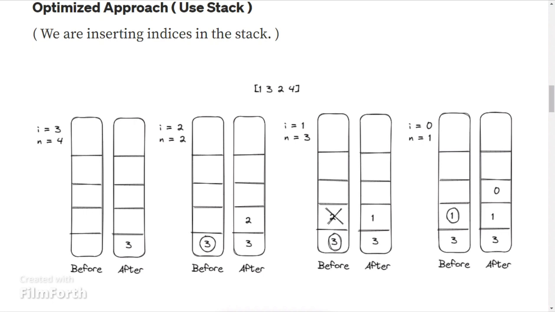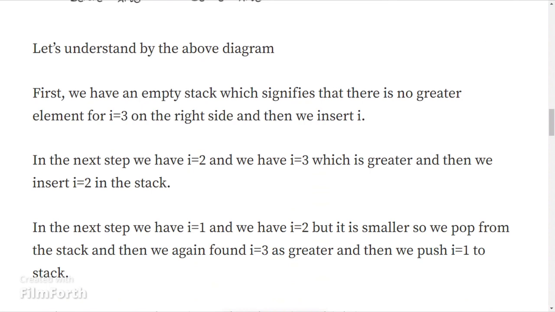and we will move to the next iteration where i is 1 and the number is 3. Again we can see 2 is less than 3, so we will pop out 2. Remember that we are popping out the index, because at index 2 we have 2, which is less than the number at index 1. So we will pop that out, and then we will see the top has i equal to 3, and that is 4. So we can say the next greater element for i equal to 1 would be at i equal to 3, that would be 4, and we will keep on doing that.